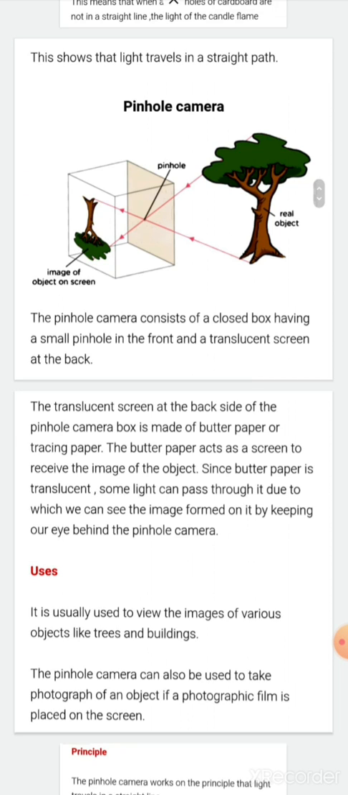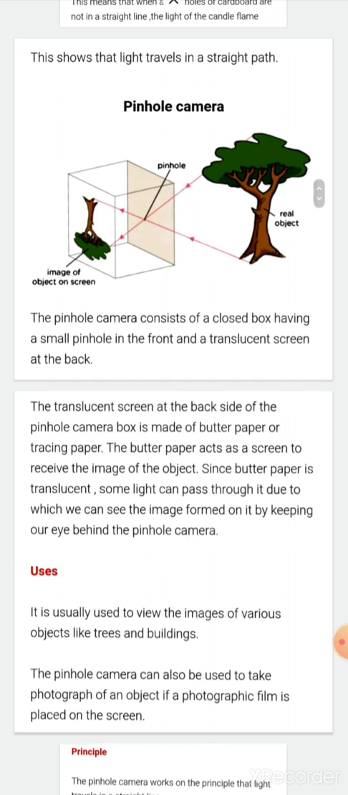The pinhole camera consists of a closed box having a small pinhole in front and a translucent screen at the back. A small pinhole will be in front of the box and a translucent screen will be behind it.